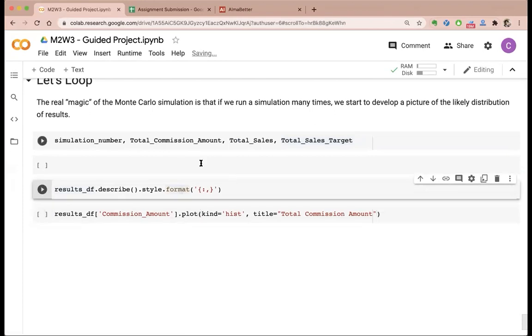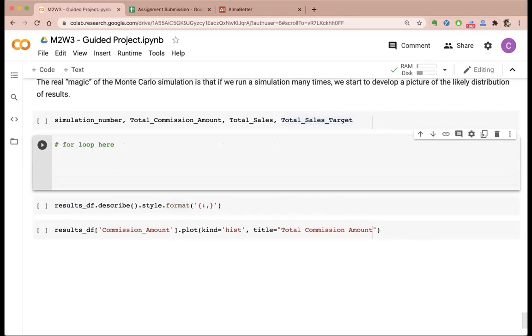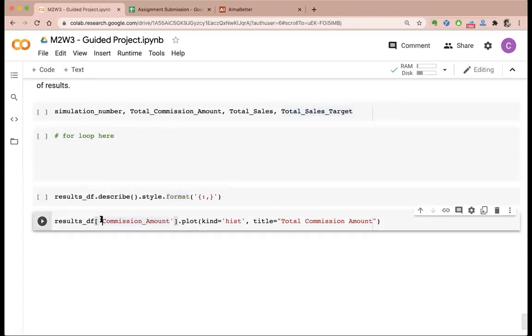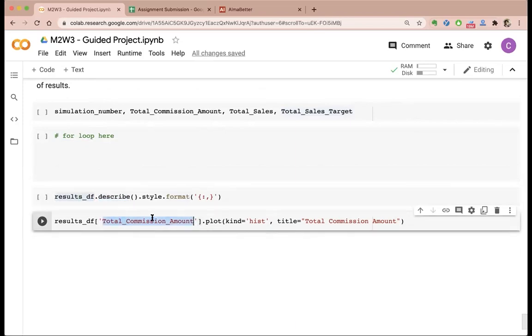So after you have generated the for loop, right? Write the for loop, okay, and then in your final data frame, which will have these columns, just try to run these commands, okay. So we'll describe the results and then just plot the histogram of the total commission amount.